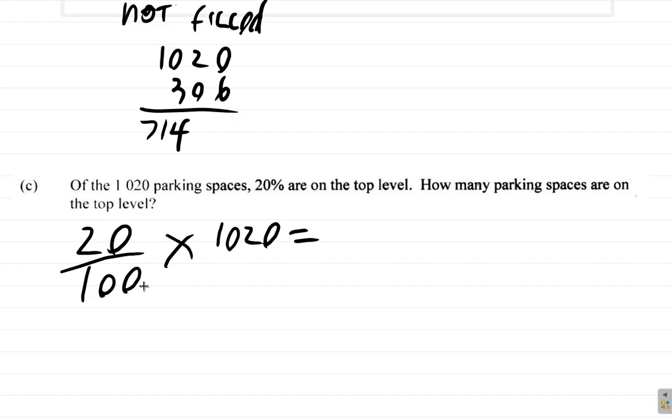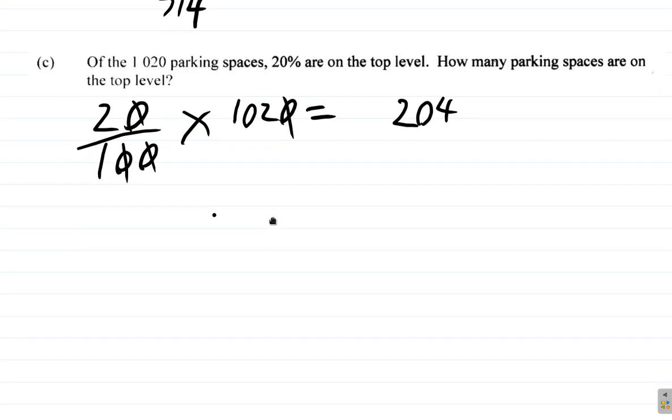Alright, so this is 20 divided by 100, which is 2/10. Alright, and this is 1020 divided by 10, cancel, and we get 2 times 102, which is 2 twos, 4, 200, 2 ones, 2, 204. Remember the cancellation.